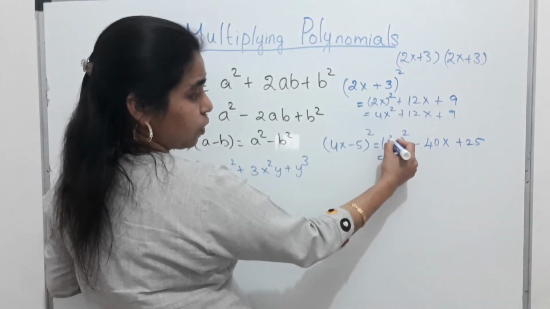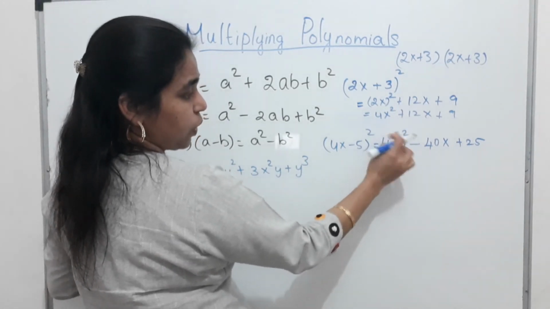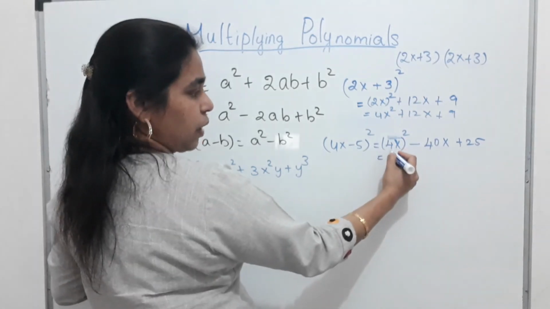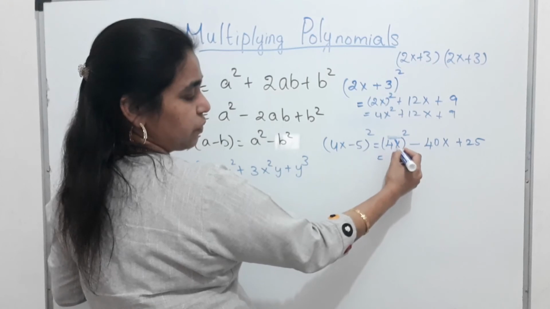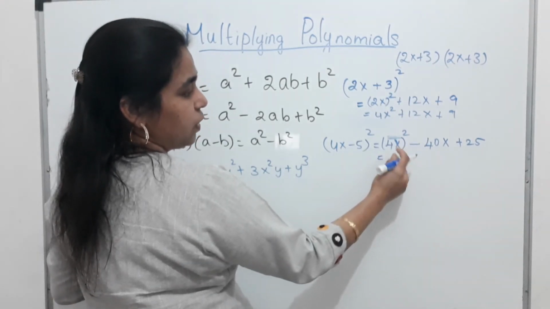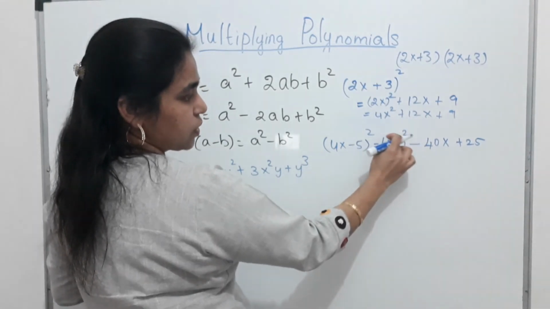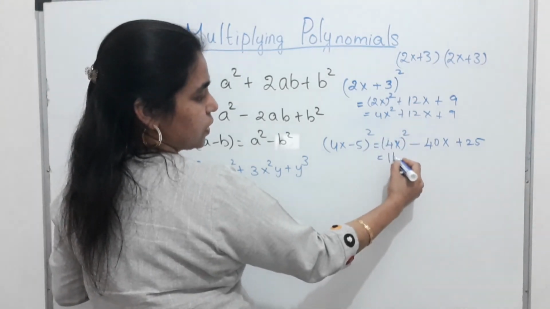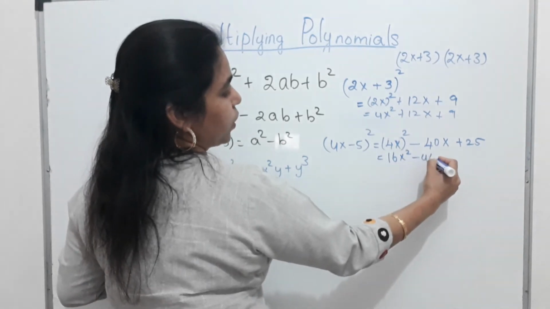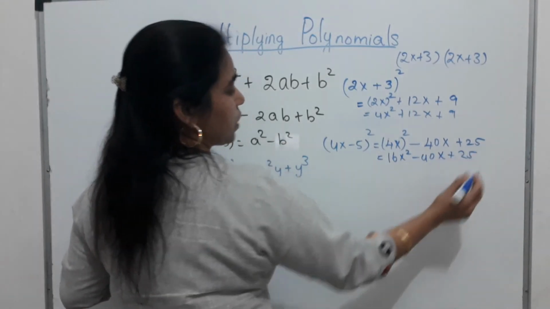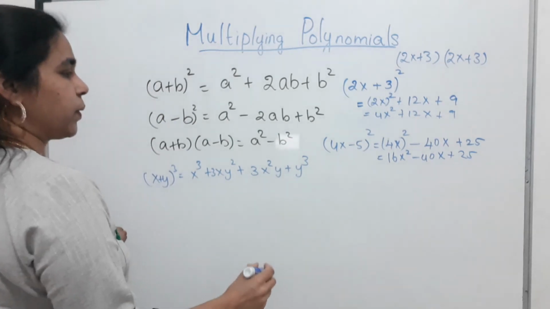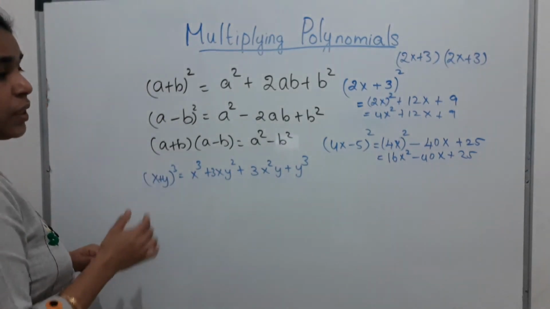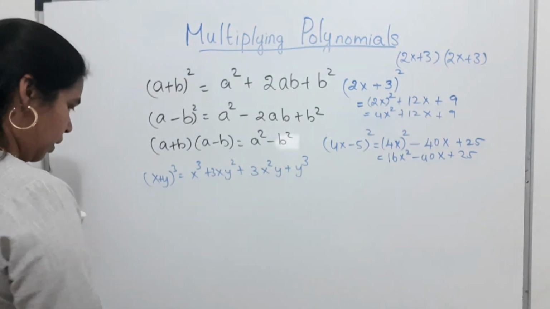So if you are squaring, you have to square both things. You have to square both things inside the bracket, or if you have numbers and variables, then you have to square each and every one inside. So 4 square is actually 16: 16x square minus 40x plus 25. So this is how you can use minus. It's quite similar. Otherwise, you have to multiply each and every term, so this will be longer.